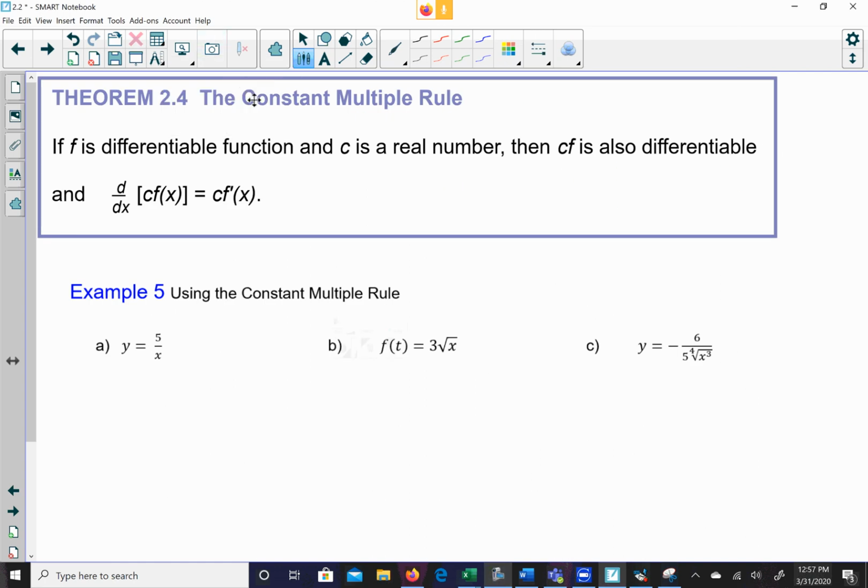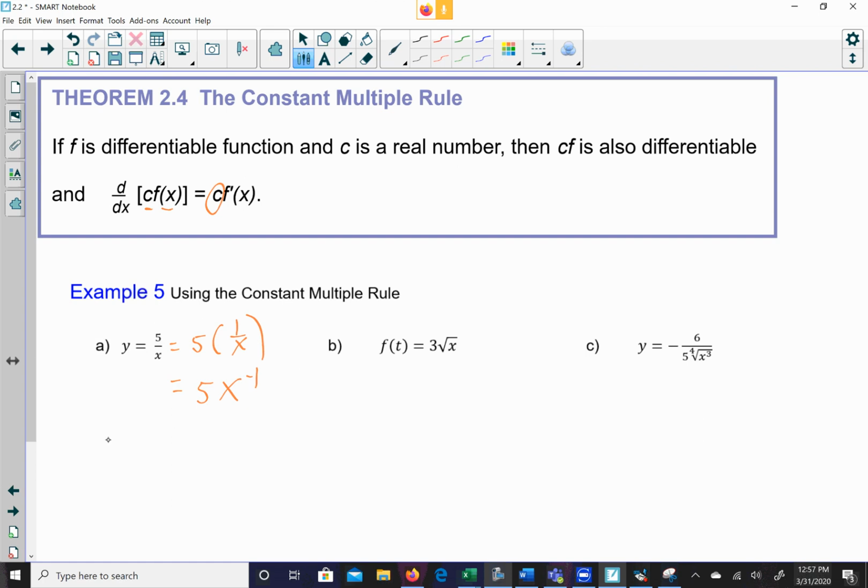Okay, the next theorem is called the constant multiple rule. What it says is if you have a constant times a function, you can just multiply the constant times the derivative of the function. So let's start with a here. I'm going to think of y is equal to 5 over x. I can think of that as 5 times 1 over x, which I would probably think of as 5 times x to the negative 1 power. That would be the easiest way for me to use the power rule that I just learned.